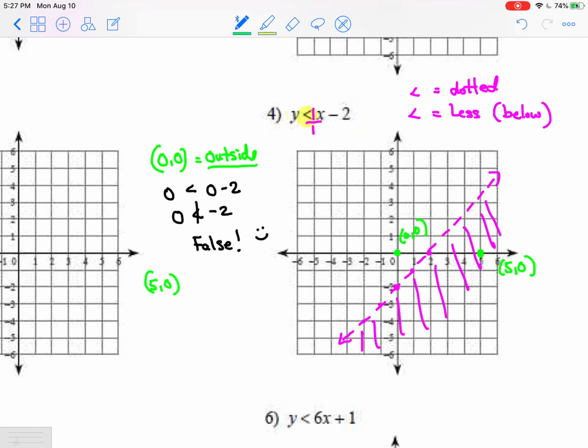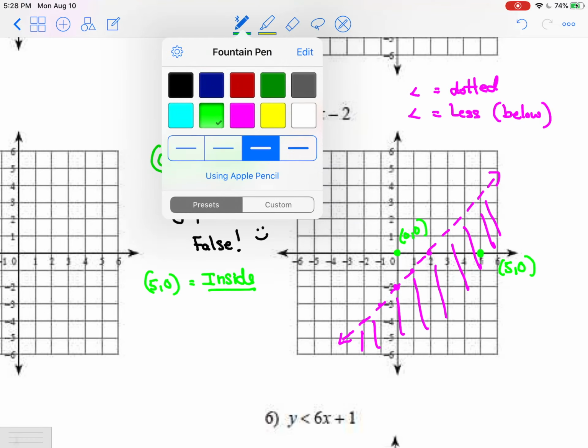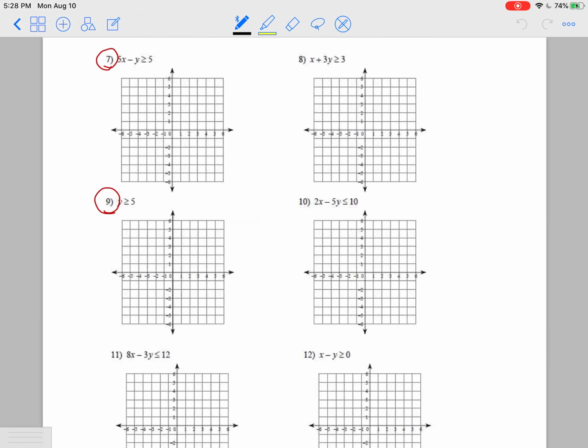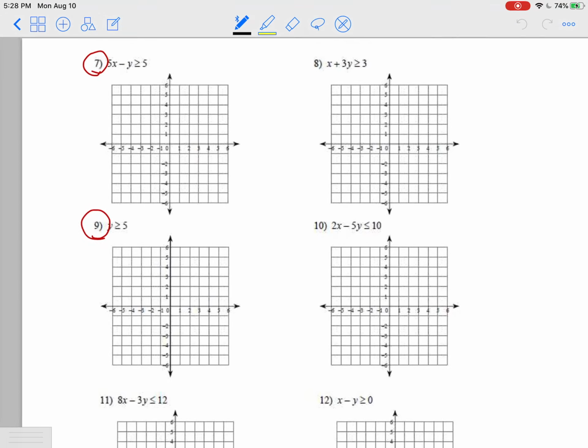All right, and of course, 5, 0 is inside our solution region. So what are we expecting here? Of course, we're expecting it to work. So we have 0 is less than 5 minus 2. 0 is less than 3. Yep, that's true. And once again, we are super happy. What that tells us is that we shaded the correct side of that line, below, and we're good to go. All right, moving on.